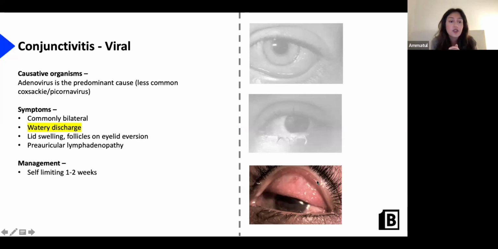The discharge is commonly watery, and there may be swelling of the eyelids along with preauricular lymphadenopathy, so lymph nodes here may be swollen. Management is similar to bacterial in terms of self-care and hygiene. However, antibiotics are not recommended. So you can give advice such as avoiding sharing towels, cool compress for relief, cleaning the eyes, etc. But you wouldn't use medication for viral conjunctivitis. Within 1 to 2 weeks, it should resolve itself.